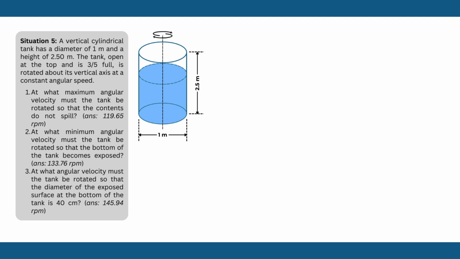Given the equation y equals omega squared times x squared over 2g, this represents the relationship describing the parabolic behavior of a fluid surface when subjected to rotation inside a cylindrical container. So, what does this mean?